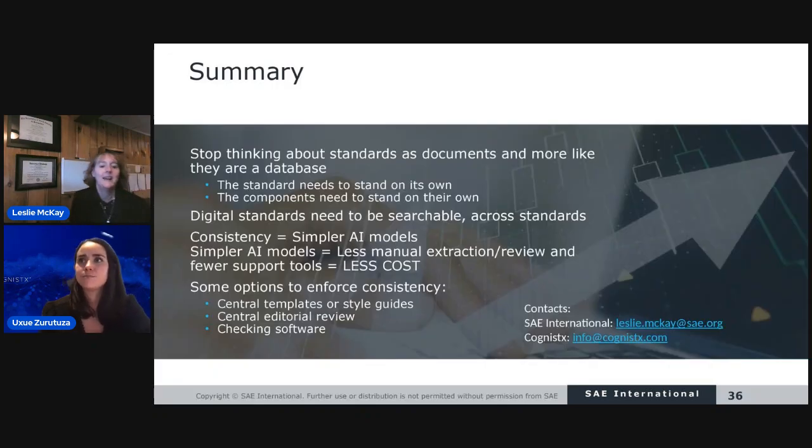Great. So in summary, like I said at the beginning, you really need to stop thinking about standards as documents and start thinking about the parts of standards being broken out into a database. The standards need to stand on their own as much as possible, and the components of the standard need to stand on their own. By components, I mean the requirements, the tables, the figures, making sure that they can be interpreted when they are broken out and separated outside of the context of your overall document.